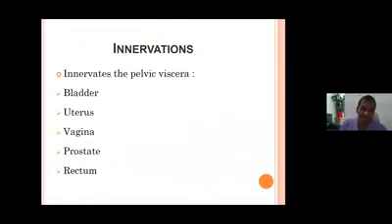Then, what are the structures that are innervated? Mainly the bladder, ureter, vagina, prostate, and rectum. This is the main structure innervated by the superior hypogastric nerve.